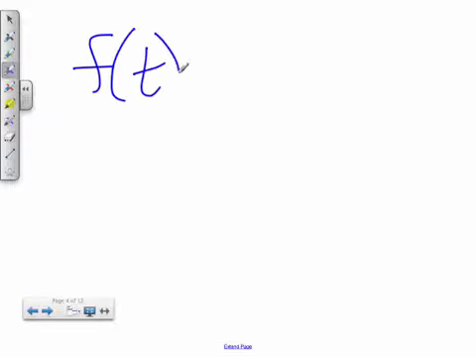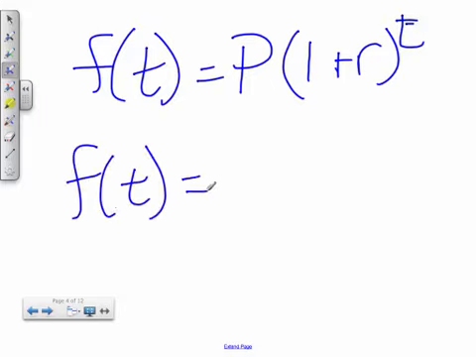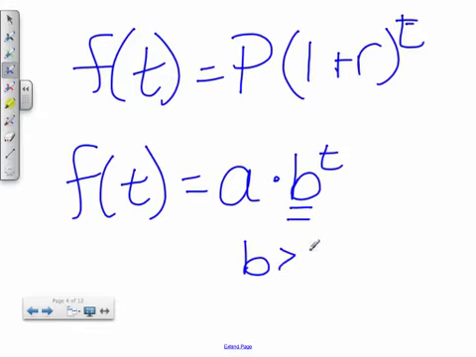Okay, so let's just do a quick reminder of the formula when you have compound interest. Normally when you have compound interest, the equation is f of t equals p, the principal, the initial amount, multiplied by 1 plus the rate raised to the t power, where t is the amount of time. Also remember that generally exponential growth is a times b to the t power.